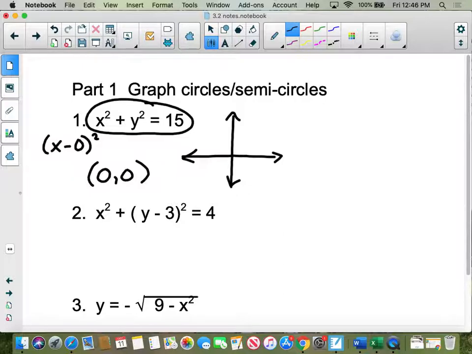You're going to start at (0, 0) and go out almost 4 in all your directions. So just right before the 4, right before the 4, right before the 4, and right before the 4. And it's supposed to look like a circle. I don't know what it looks like on yours, but it's supposed to look like a nice circle.